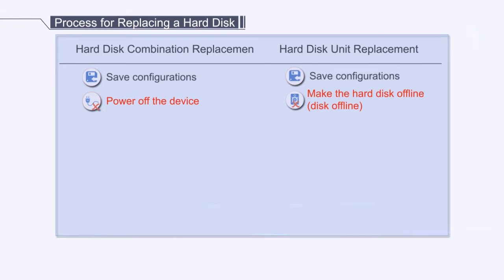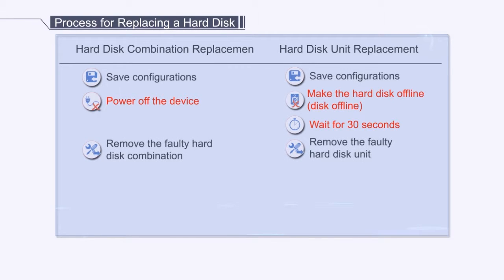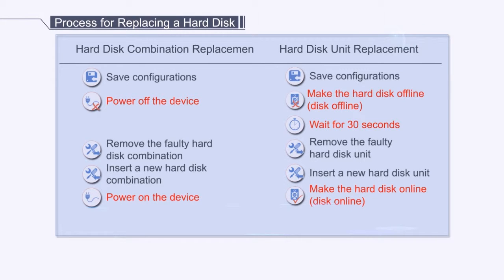The hard disk combination is not hot swappable. To replace it, power off the device first. For the operation method, see the video for hard disk combination installation. Next, we'll show you how to replace a hard disk unit.